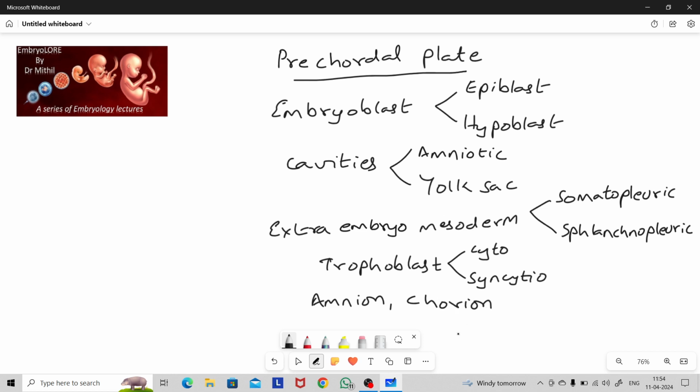And villi are also primary villi and secondary villi. If you observe the events which are happening, they are all like twos, events of twos, and that's why it is called the week of twos.